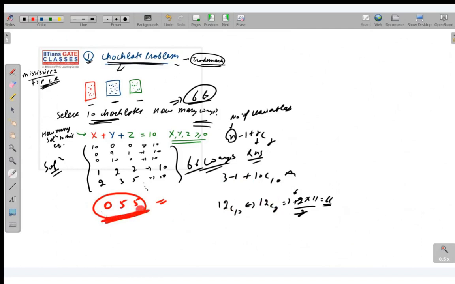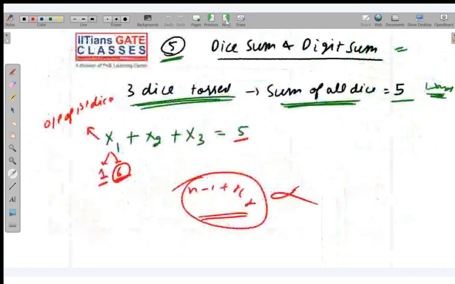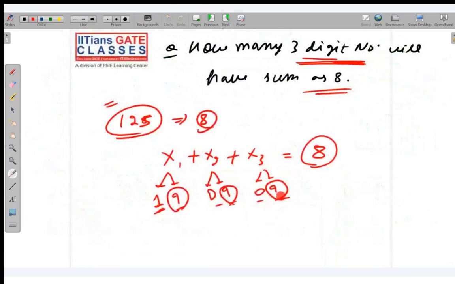N minus 1 plus r C r has counted this thing also. Repetition is allowed. Nobody is stopping us from repetition. So that's why I have said here repetition is allowed. So 0 to 9, 0 to 9. And here 1 to 8. So a simple example, 800. Sum of digits is 8. No problem. 0 is not allowed.